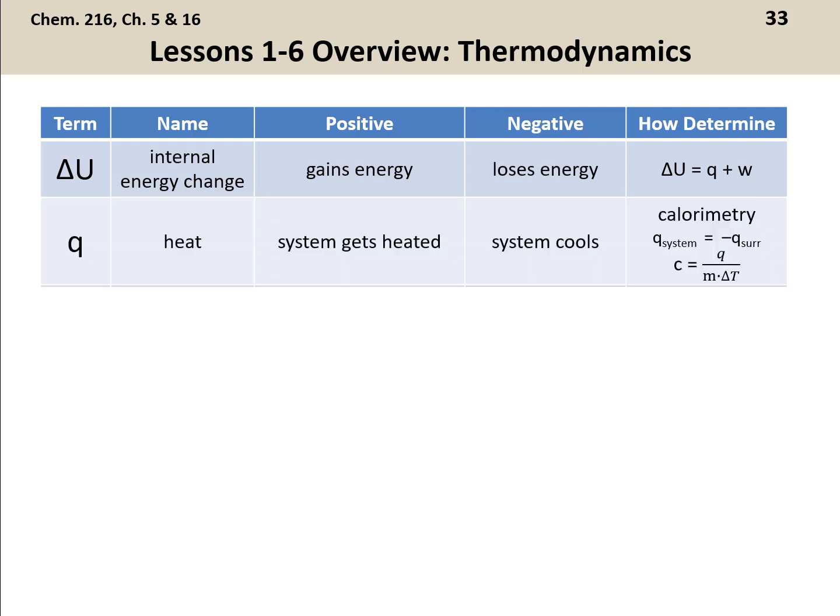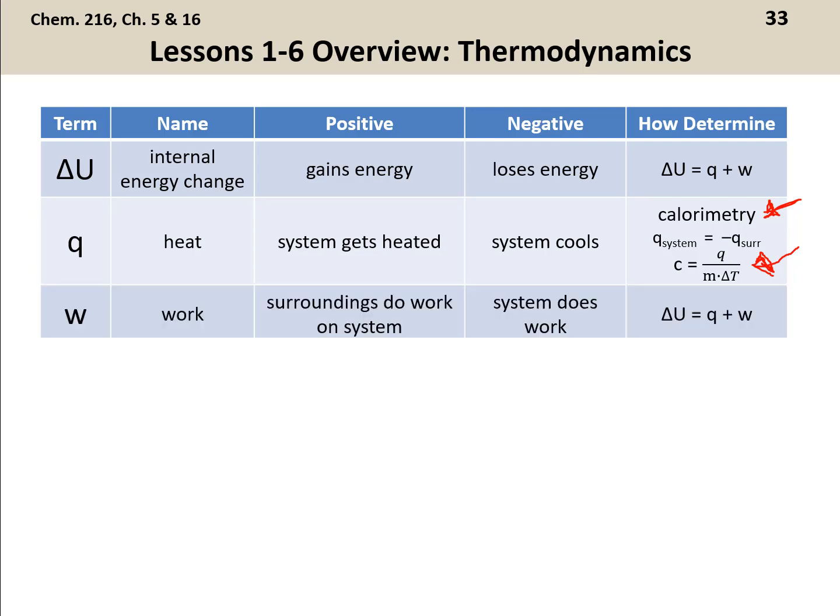Q is heat, okay? So positive means that the system gets heated, right? I take some water, I put it on the stove, it's being heated up. So negative means I take that water and I cool it down, right? Heat is leaving it. We can find this a couple ways. One is with calorimetry, okay? Where Q system equals negative Q surroundings. And in order to do that, we need to use specific heat, right? Where C equals Q over m delta T.